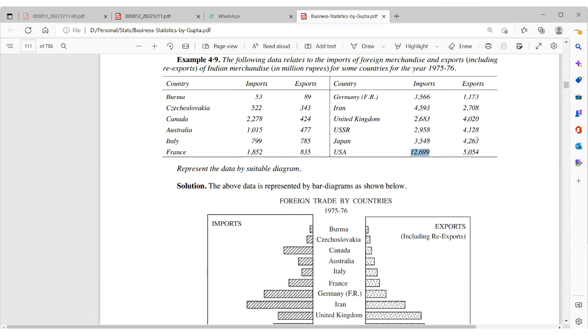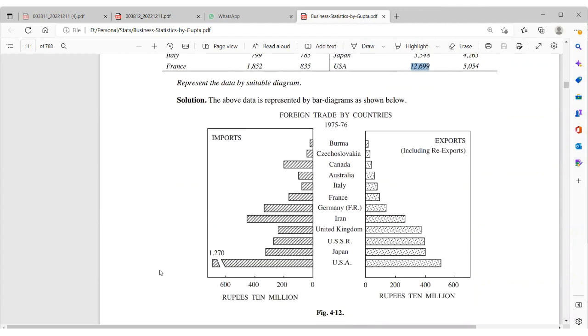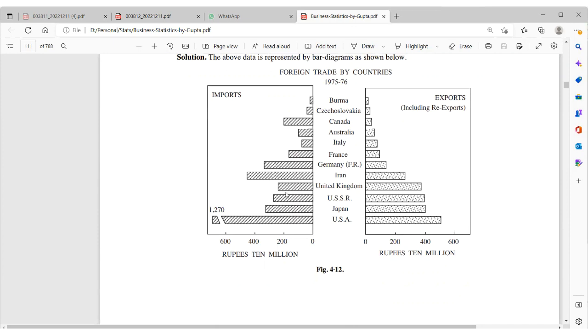But for the USA, the figure is much more than the 53 and 12,699. That is much more than these figures. Generally, they have 2,000, 3,000, but 12,699 is much more. So we cannot represent it on a single scale. So what we do, we make this bar diagram and show it by broken bars, because we represent up to 600, but this one is very large. So we just break this bar and show that this is 12,699. Simply, this is called a broken bar.